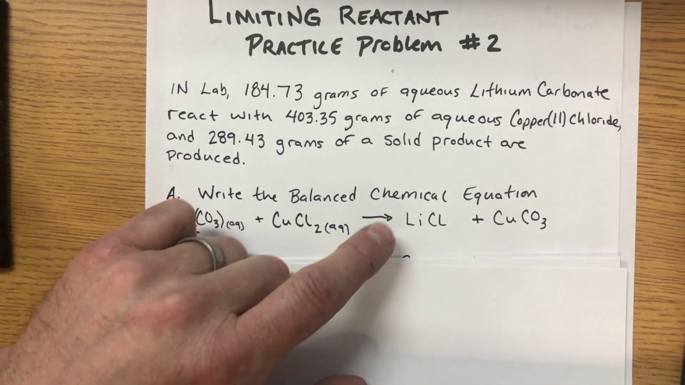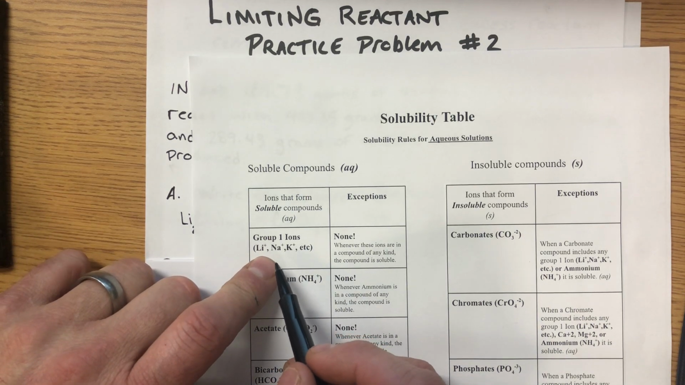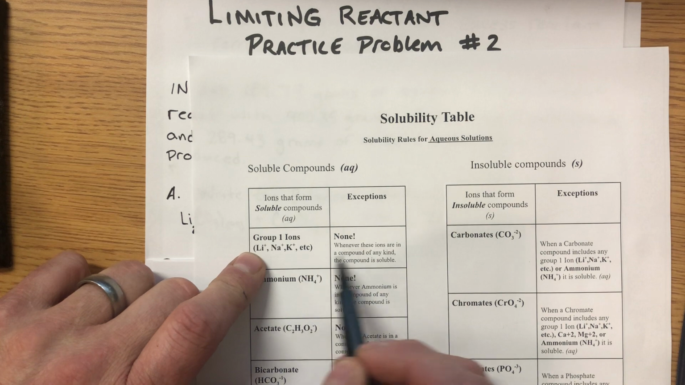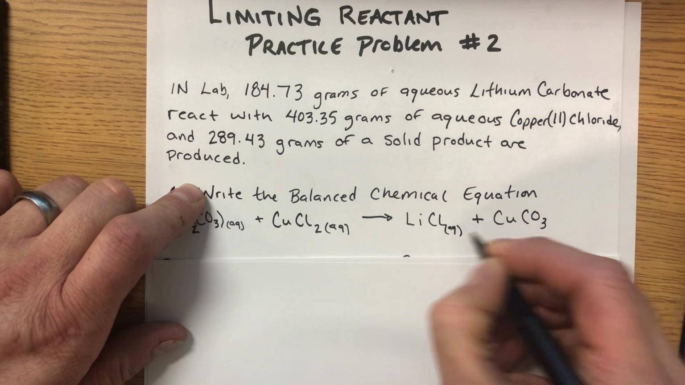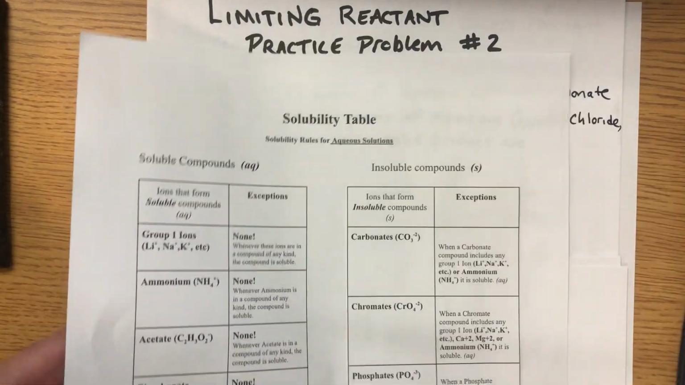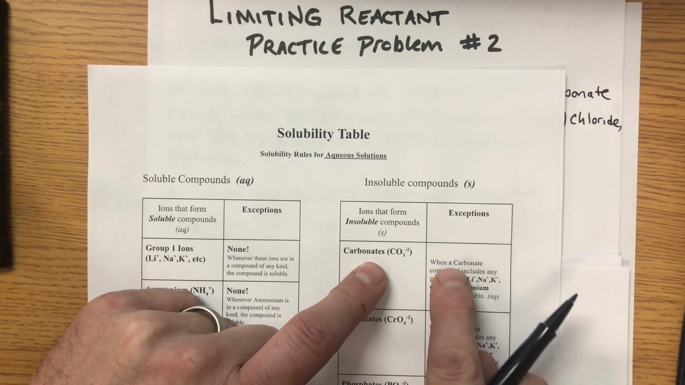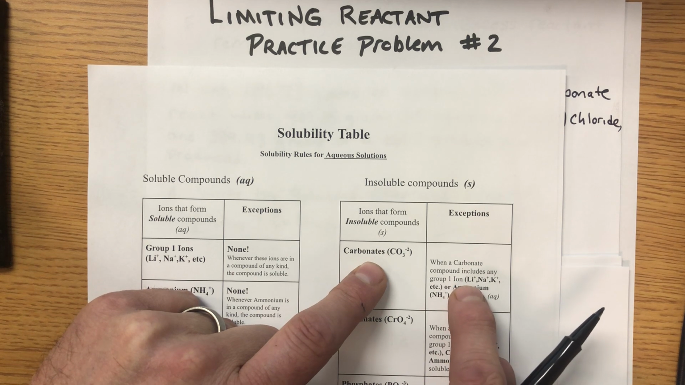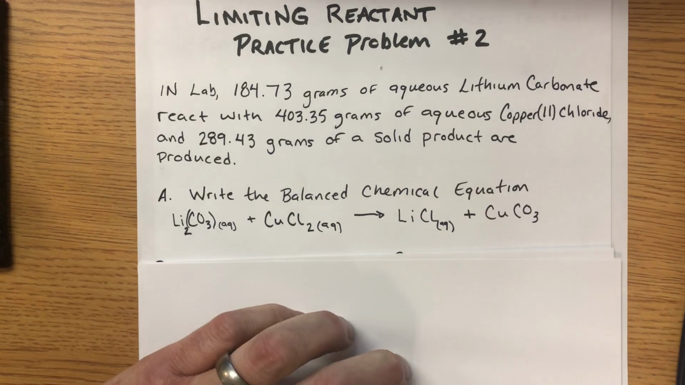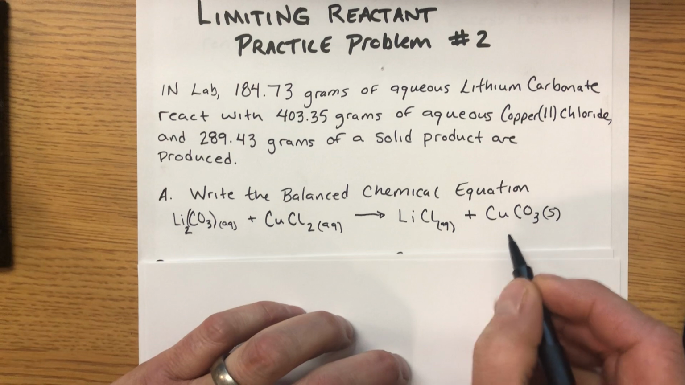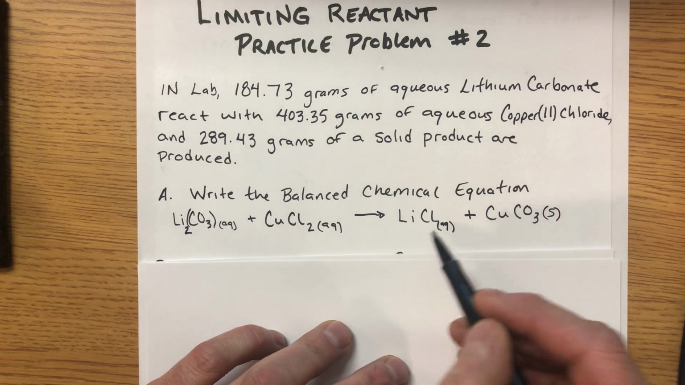So let's take a look at lithium chloride. So here we see that group 1 ions are always in compounds that are soluble. So lithium chloride is our aqueous product. And then the copper 2 carbonate, let's just double check our carbonates here. So carbonates are insoluble typically. They are soluble when combined with lithium, sodium, potassium, ammonium, but copper is not an exception to that. So that's our solid product. Okay, so we're really asking the questions here about the copper 2 carbonate and not so much the lithium chloride.